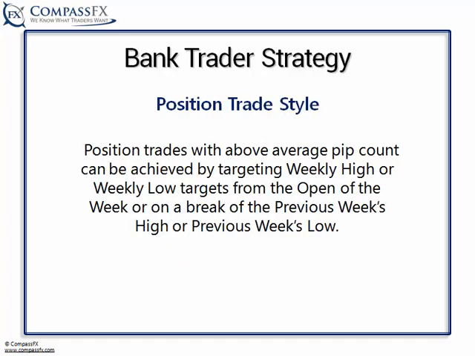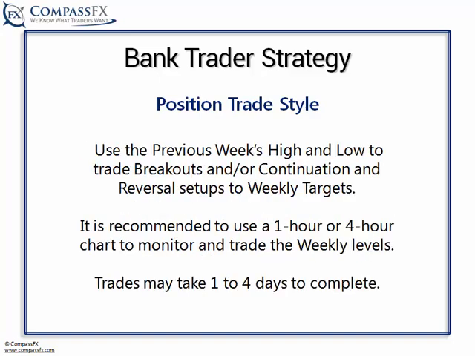When using the bank trader strategy with a position trade style, position trades with above average pip count can be achieved by targeting weekly high or weekly low targets from the open of the week, or on a break of the previous week's high or previous week's low. Use the previous week's high and low to trade breakouts and/or continuation and reversal setups to weekly targets. It is recommended to use the 1-hour or 4-hour chart to monitor and trade the weekly levels. When trading with a position trade style, realize that trades may take 1 to 4 days to complete.